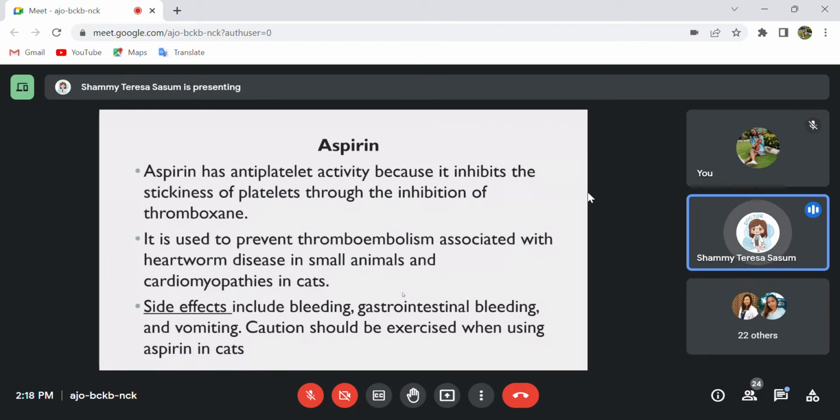Aspirin. Aspirin has antiplatelet activity because it inhibits the stickiness of platelets through the inhibition of thromboxane. It is used to prevent thromboembolisms associated with heartworm disease in small animals and cardiomyopathies in cats. Side effects include bleeding, gastrointestinal bleeding, and vomiting. Caution should be exercised with the use of aspirin in cats.